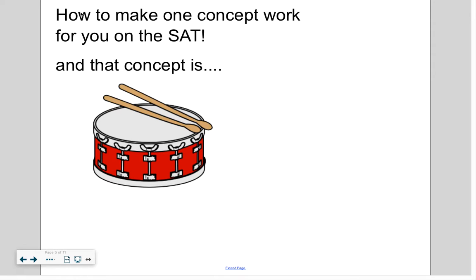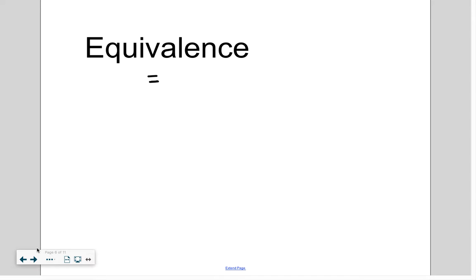I want us to really think how we can make one concept work for us on this test. There is this one concept that if we can really nail, it can help us with so many problems written so many different ways, and that concept is, if I had a drum roll, I would make those drums go right now. That concept is equivalence.